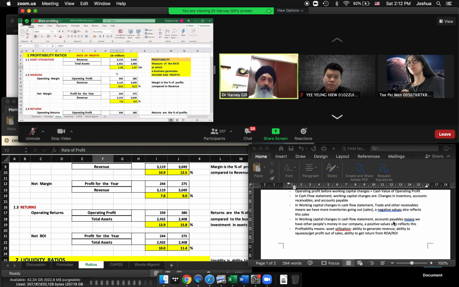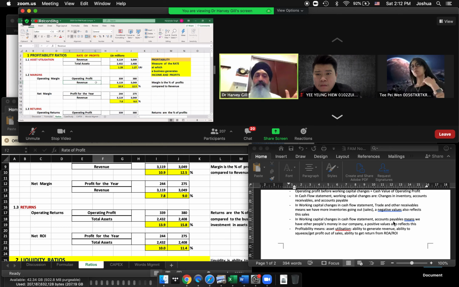Then the second section will be margin. Margin means, look, this is our revenue. For every dollar of revenue, how much profit can we earn? So we have $1 of revenue. How much profit can we get out of it?